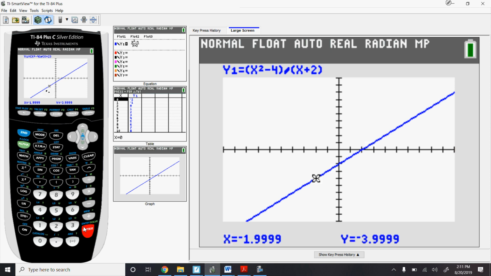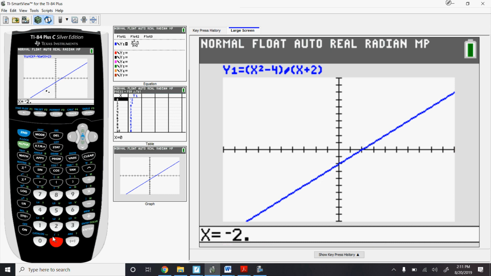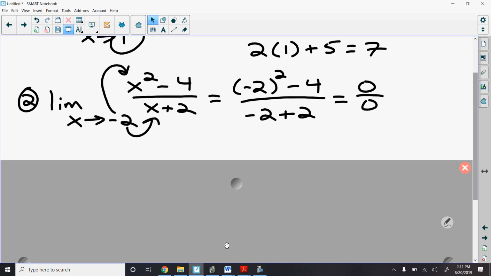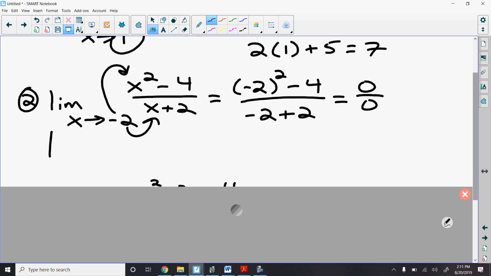Let's try a number a little bit less than -2, like -2.0001. And I see -4.001. So what I'm seeing here, let's go back to our notes. What I'm seeing in this graph is something that looks like this. So this is telling me that as I approach -2 from both the right and the left, the y value I'm approaching is -4. So this limit appears to be -4.